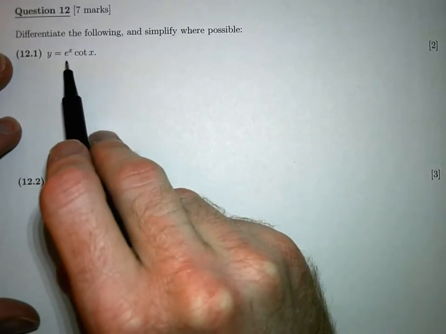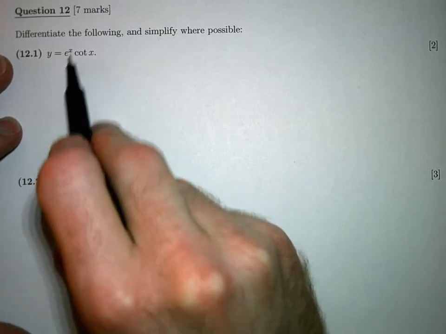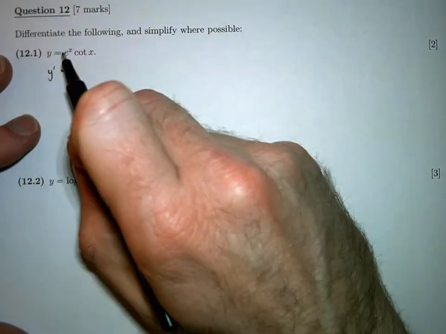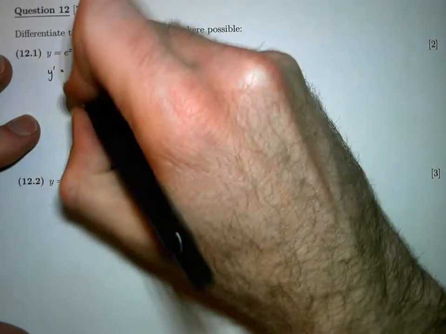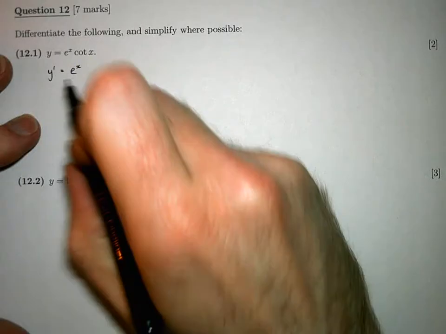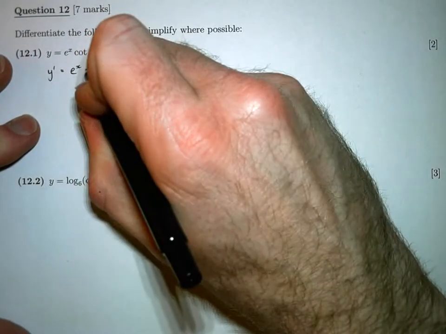12.1, we've got y is equal to e to the x times the cot of x. So we've got two functions, the first function e to the x, the second function cot x. So of course when we differentiate we're going to use the product rule. The product rule says you differentiate the first, so the derivative of e to the x is of course e to the x, stays exactly the same, and then we multiply it by the second function untouched.